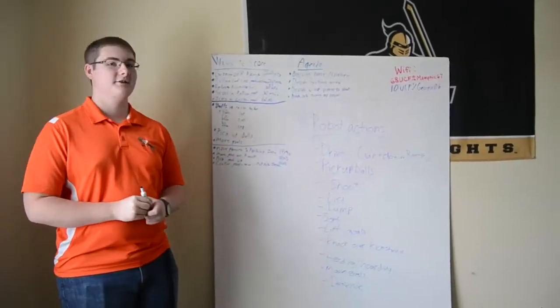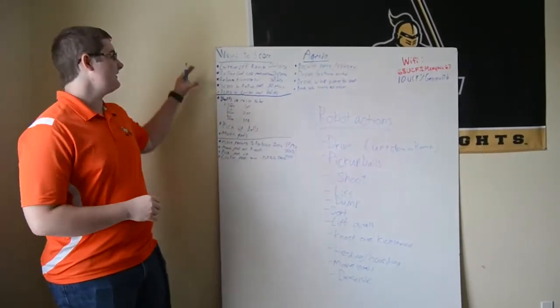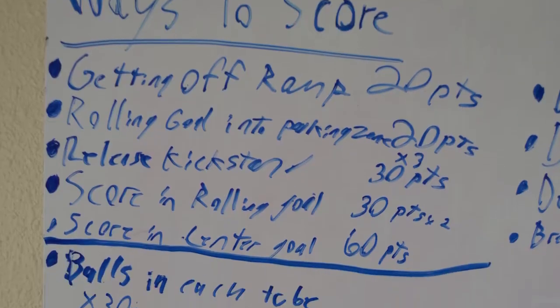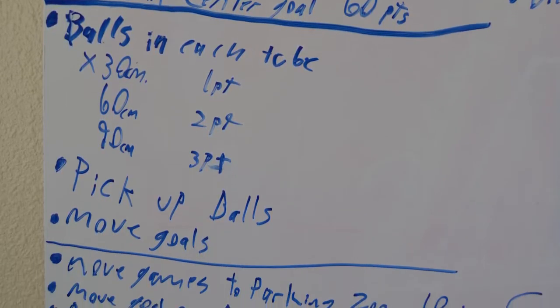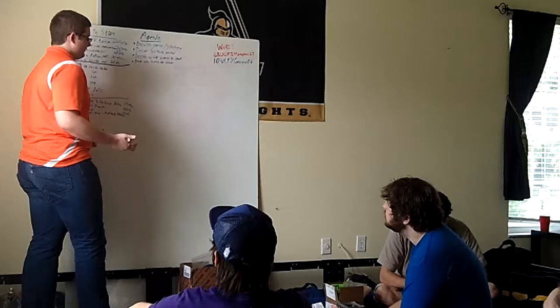So these are the ways to score in Cascade Effect that we've come up with. Separated them into autonomous, teleoperated control, and then endgame. So each of these is going to be what you can do in each of those different sections. Robot action.